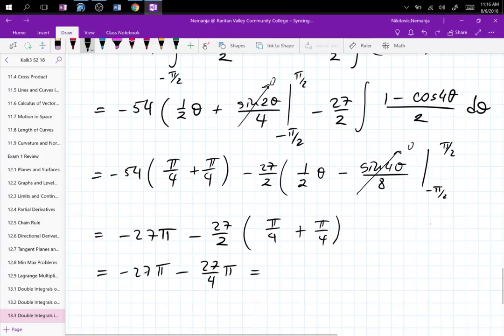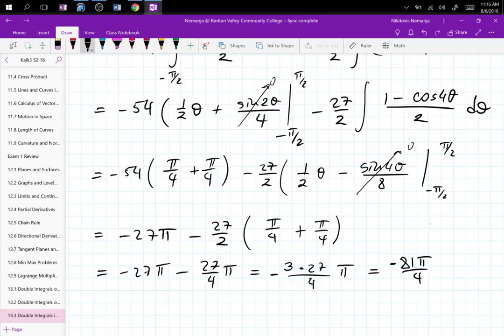So this would be 4 times 27, so 3 times 27 over 4 pi. I don't like the negative. I don't like the negative answer at all. 81 pi over 4 with a negative.